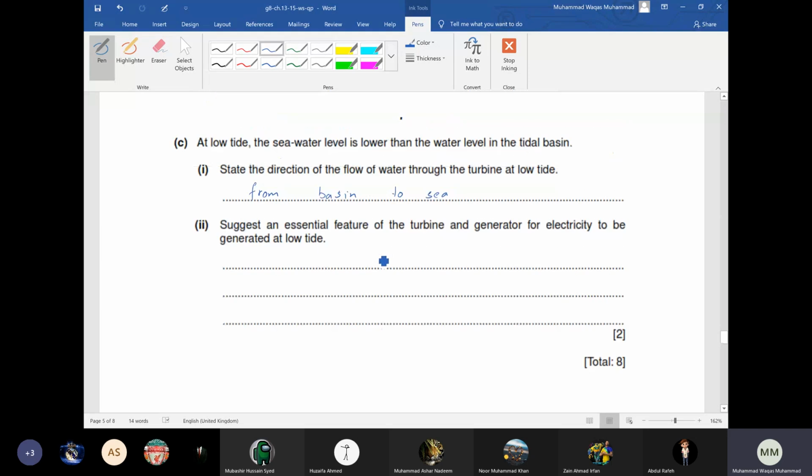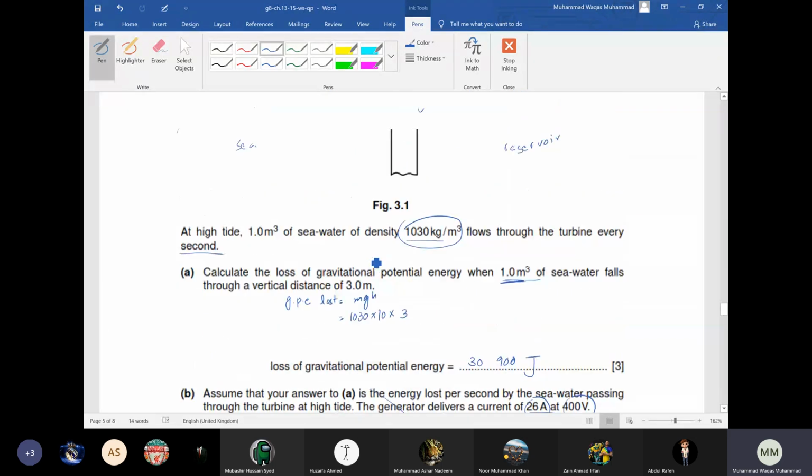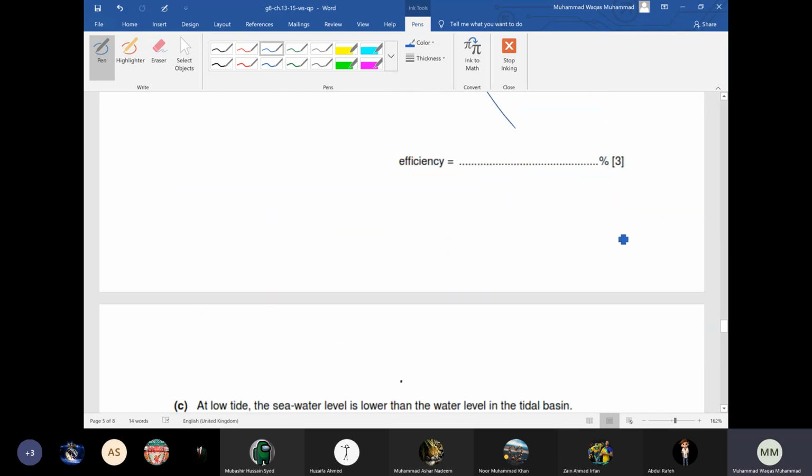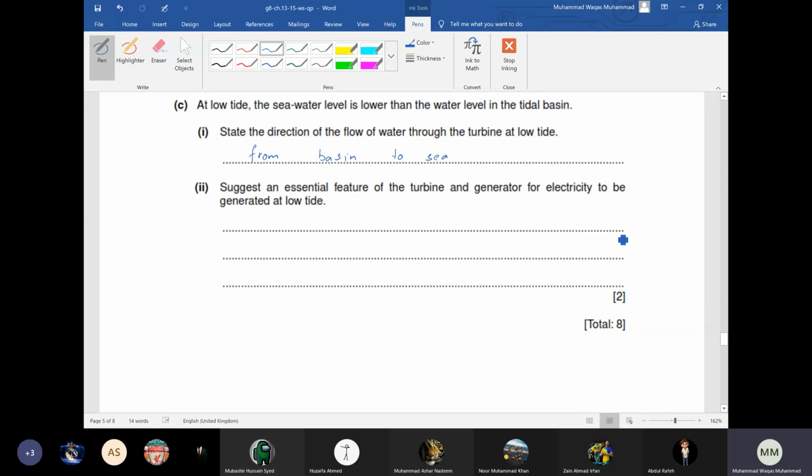The basic essential design feature would be that water flows in the opposite direction as well, right? When the water flows at low tide, the generator also works inversely. It means it is designed so that it generates electricity both ways, or the turbine turns both ways. So when the water flows, the turbine also turns, but in the opposite direction. So the essential design feature is that it allows rotation in both directions, right or wrong?